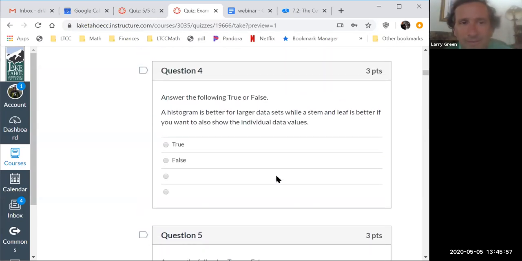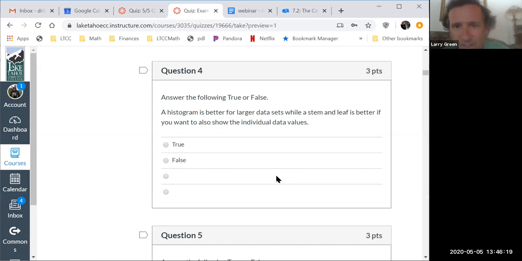Problem 4. A histogram is better for larger data sets, while a stem and leaf plot is better if you want to show the individual data values. So what do you think? None of these are meant to be trick questions, by the way. They're meant to be, do you understand what's going on here?